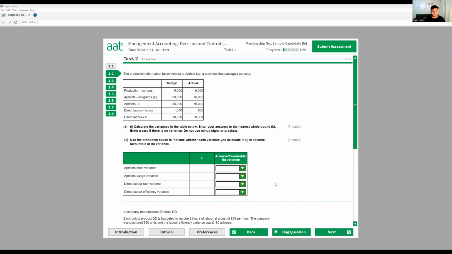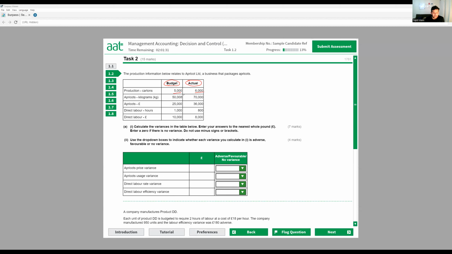Let's read this question. It says the production information below relates to Apricot Limited, a business that packages apricots. So we have budgeted information and actual. Production in cartons, that's my unit: 5,000 units were budgeted, but the actual production is 6,000 units.